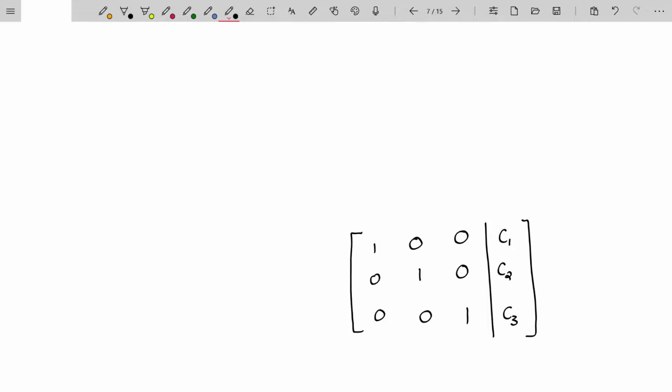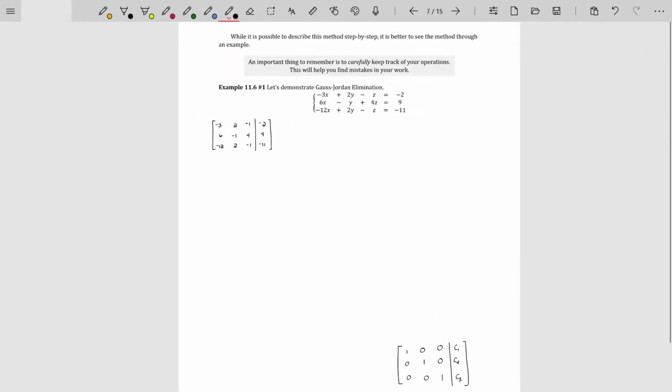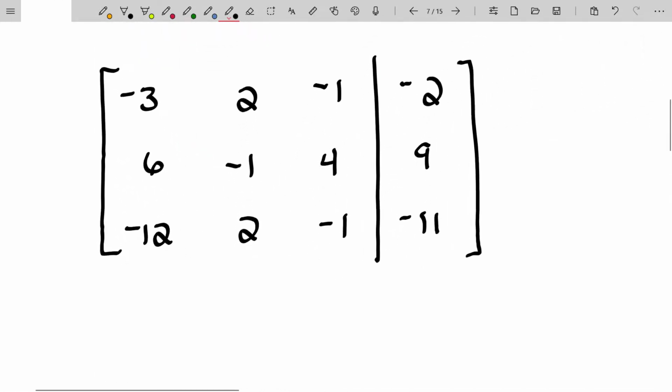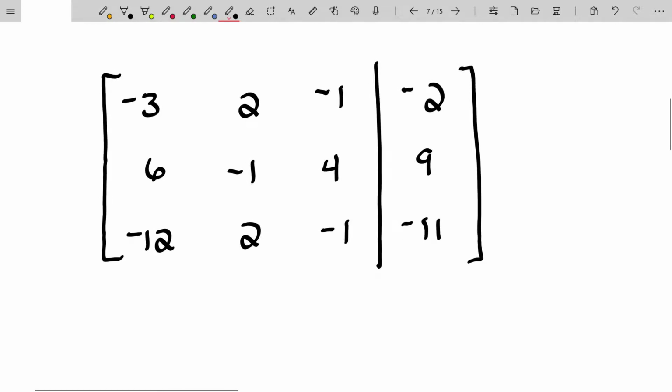Our ultimate goal is to arrive at that picture, that augmented matrix. That's what I want to do. And I can only use 3 rules to do this. The rules of the game are as follows. You could swap rows if you want to. You can multiply a row by a non-zero constant. And you can add multiples of one row to another row, which is called the kill step.